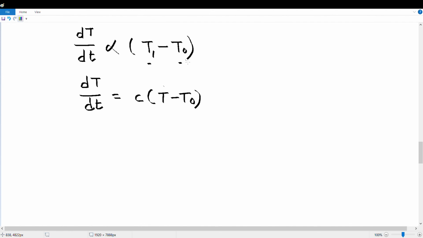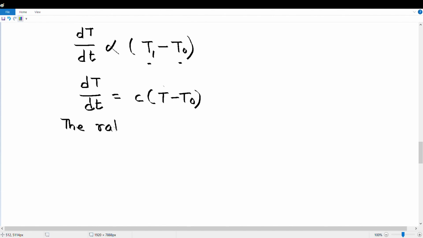Newton's law of cooling states that the rate of loss of heat, dT by dt, is directly proportional to the temperature difference, T minus T0. What is this temperature difference? The difference between the temperature of the body and the temperature of the surrounding, provided that the difference in temperature is small.